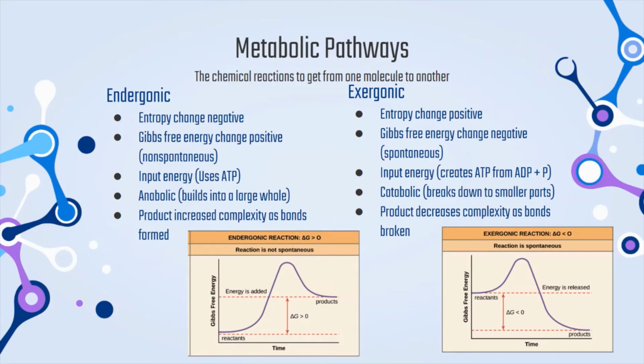And an endergonic reaction is anabolic, which means it is building into a larger substance. In an exergonic reaction, it is catabolic, which means it breaks down to smaller parts. And that means in an endergonic, the product will increase in complexity because the bonds are forming, whereas in exergonic, the product decreases in complexity as you break them into smaller parts. So you can see the Gibbs free energy charts for both the endergonic and exergonic reactions. And you can see how the endergonic will increase, making the change in Gibbs free energy positive, whereas in an exergonic reaction, the products will have a lower Gibbs free energy than the reactants, and energy is released. So as a result, the Gibbs free energy will be negative.